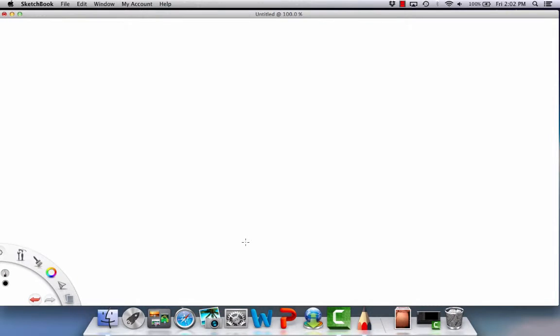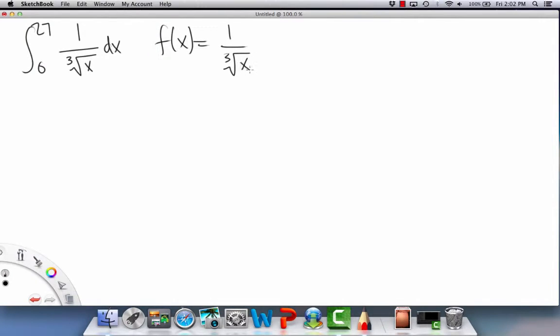Okay, so let's say we have the given integral. So we're going to integrate from 0 to 27 of 1 over the third root of x, dx. Okay, so here, f of x equals 1 over third root of x, right? And as you can see, this is continuous on the interval except for at 0. If we were to plug in 0, we would get 1 over the third root of 0, which is 1 over 0, which we can't have, right?